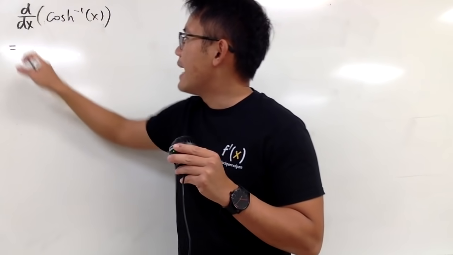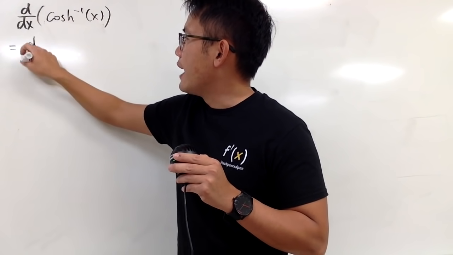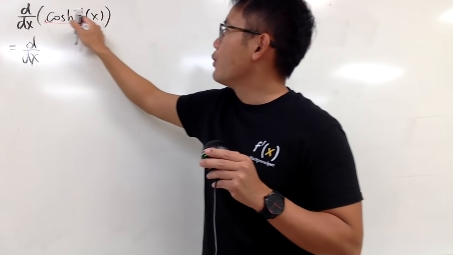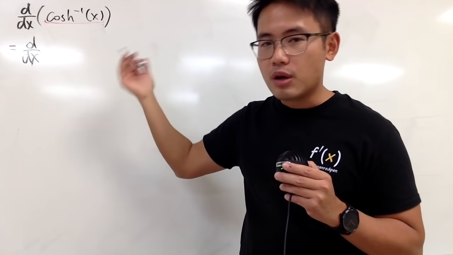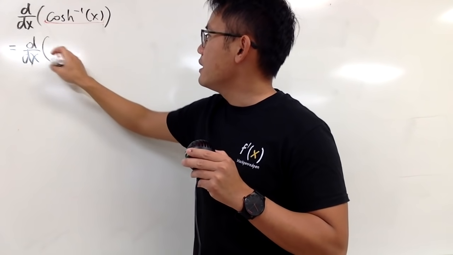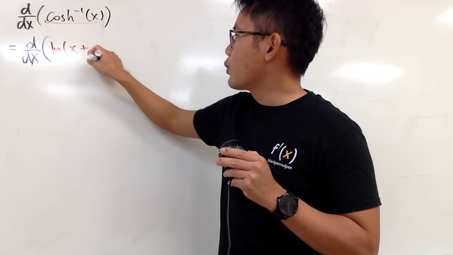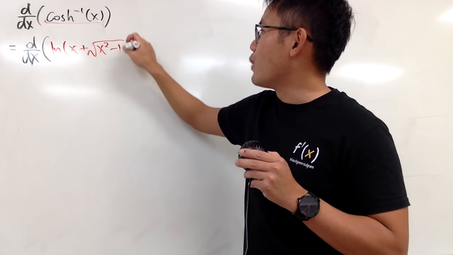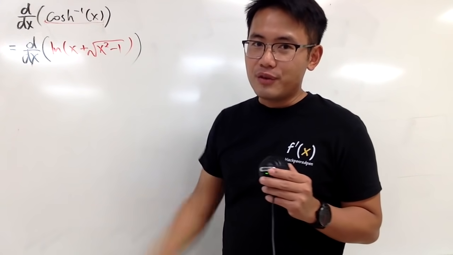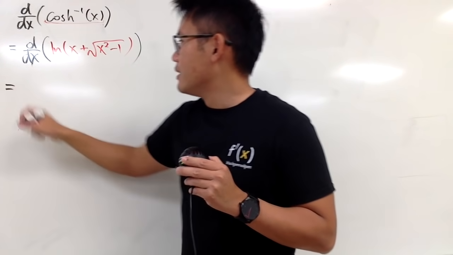First way is that we can actually just differentiate. Just like last time, we have an expression for the inverse cosh function in terms of the natural log, and that's natural log of x plus square root of x squared minus 1. Therefore, we can just differentiate this, and we can go ahead and do that.